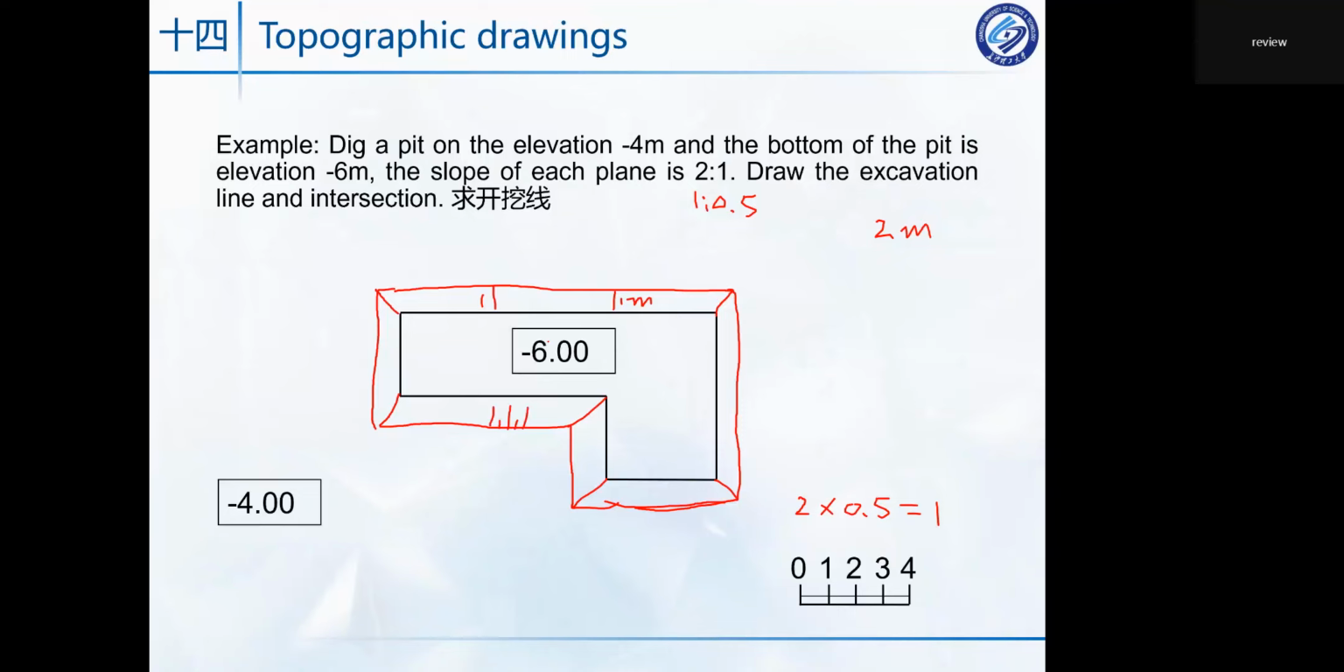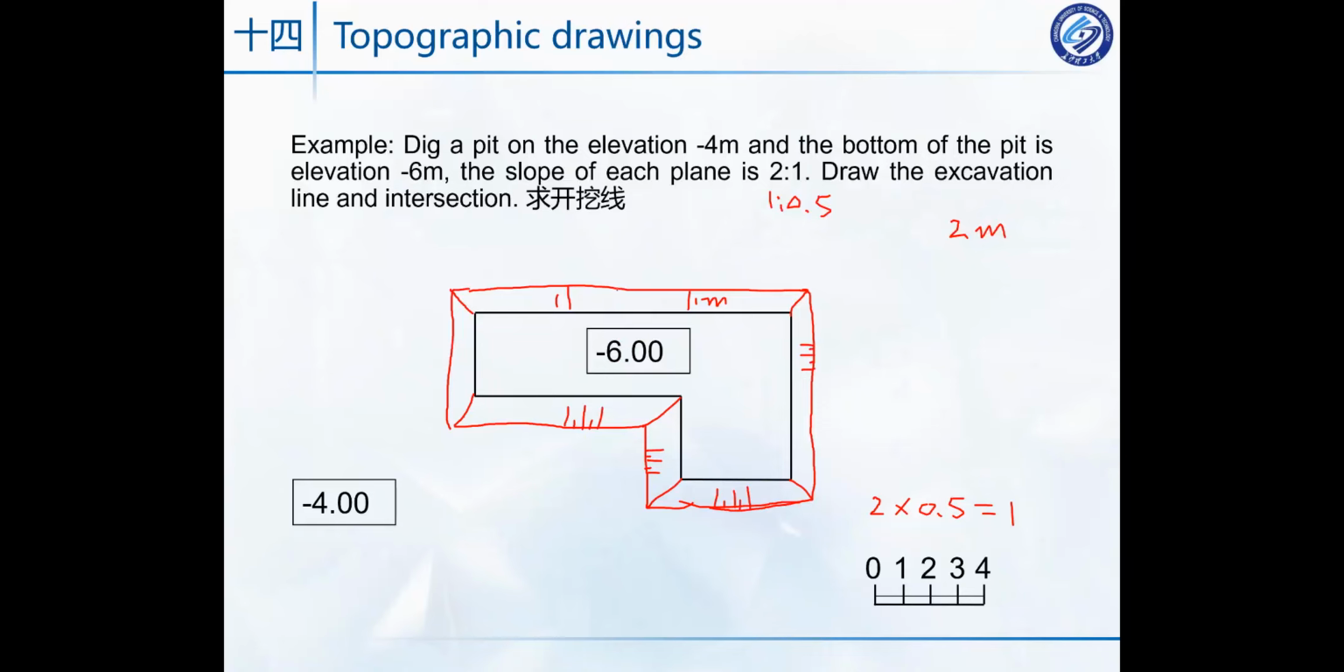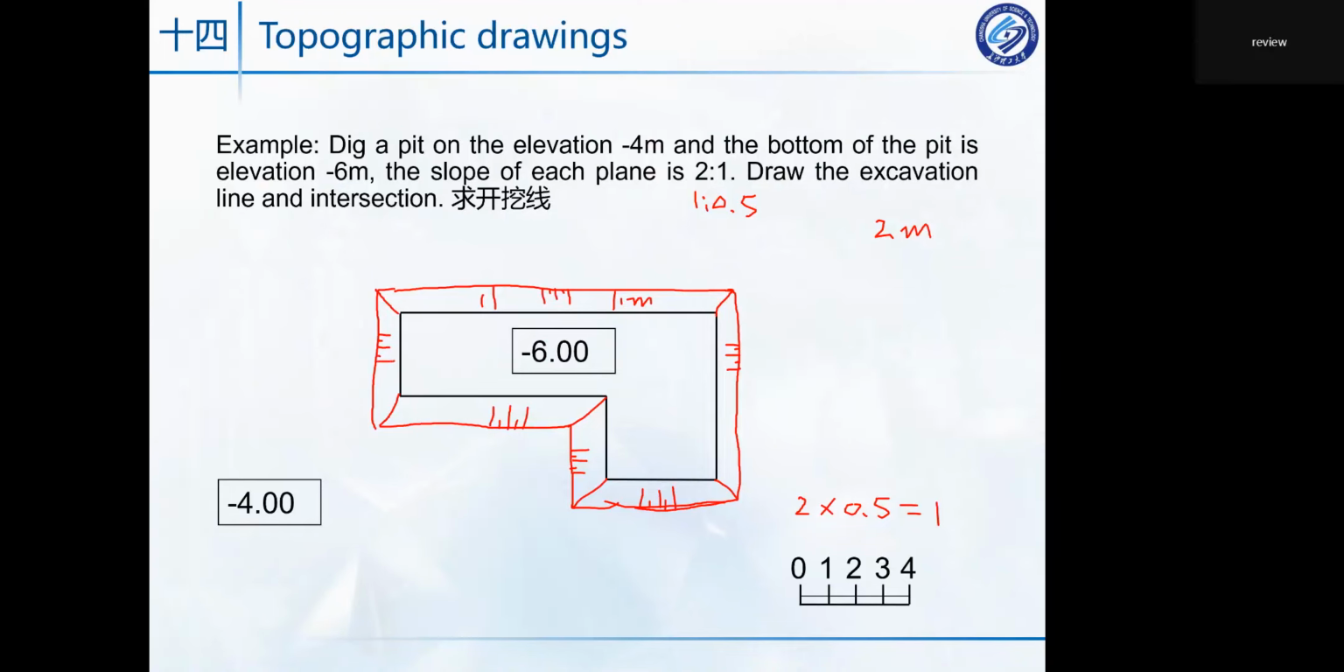Because this part is much higher. The ground is higher than the bottom. So we have to draw the symbols from top to the bottom. Okay, so don't forget it. That's the answer to this question.